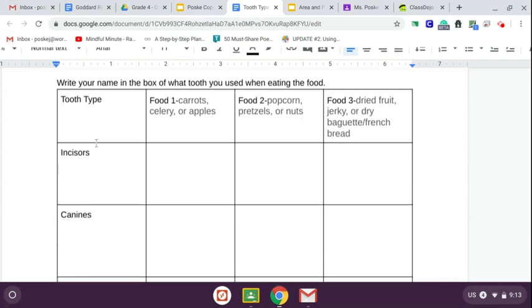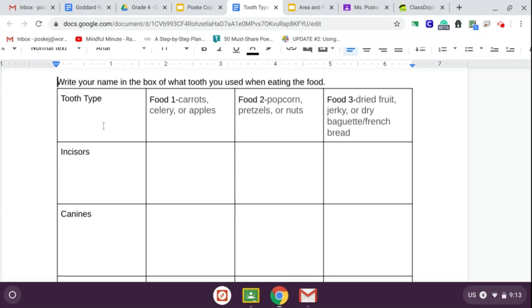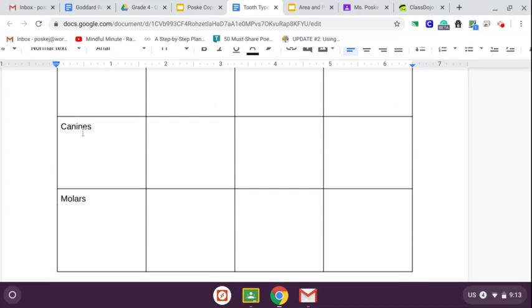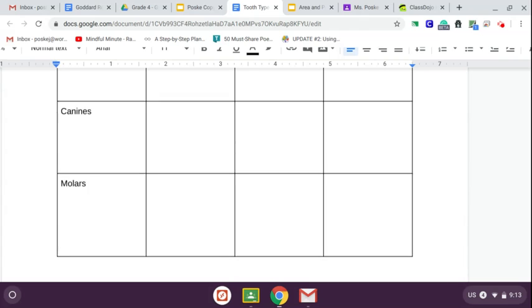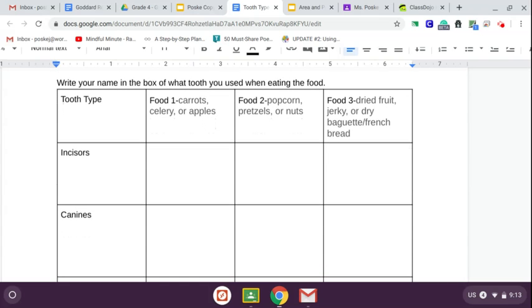All right. So say if you used your incisors, those front teeth, what would you use your incisors to eat? Think about canines. What kind of food would you use your canines to eat? And then your molars, what kind of food do you think you use your molars to eat? Here are some examples. If you have any of these foods at home, you can try it out with these foods.